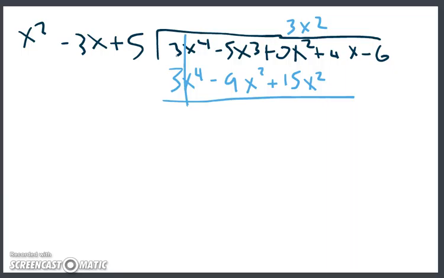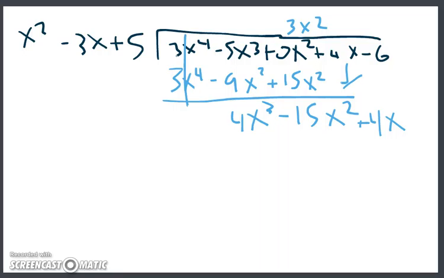And now you subtract each remaining number. So negative 5x to the third power minus 9x to the third power will give you negative 14x cubed. And x squared minus 15x squared will give you negative 14x to the second power. Now you drop down 4x. Now you will repeat your steps again.